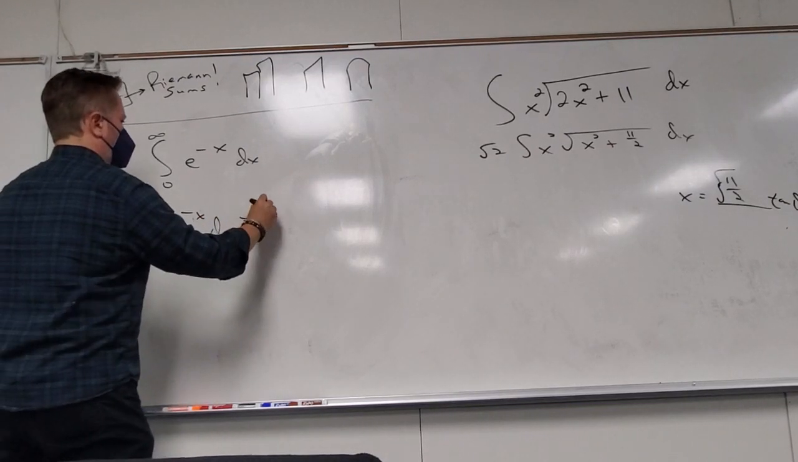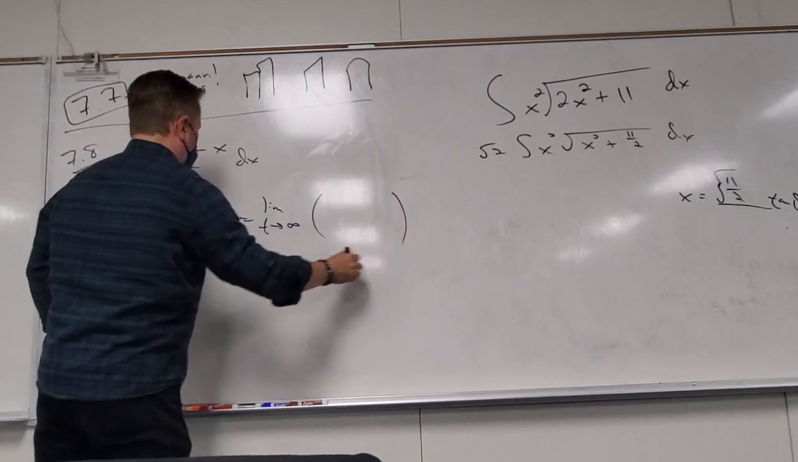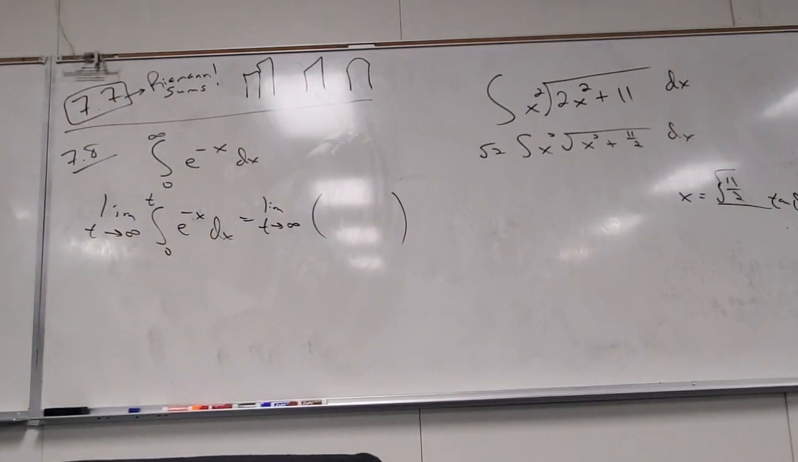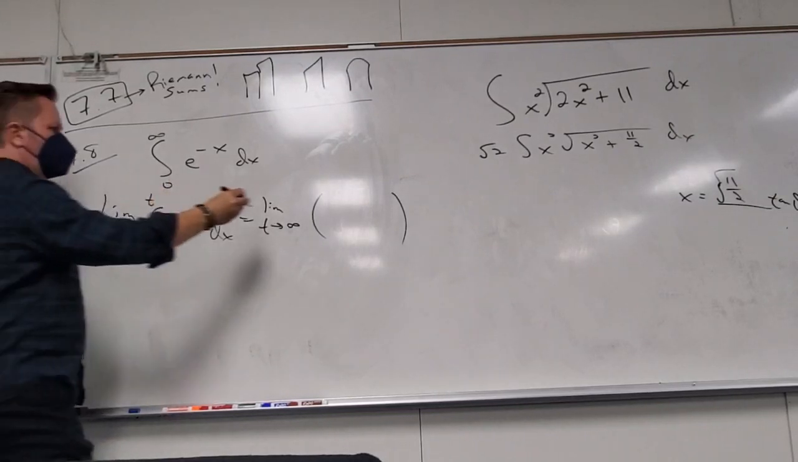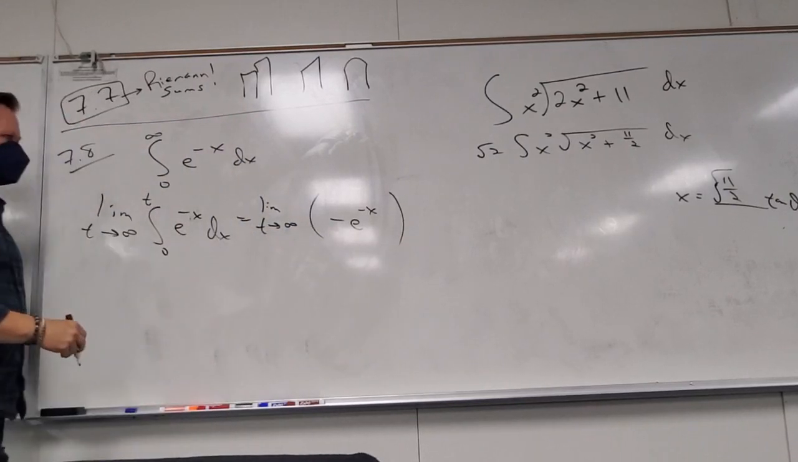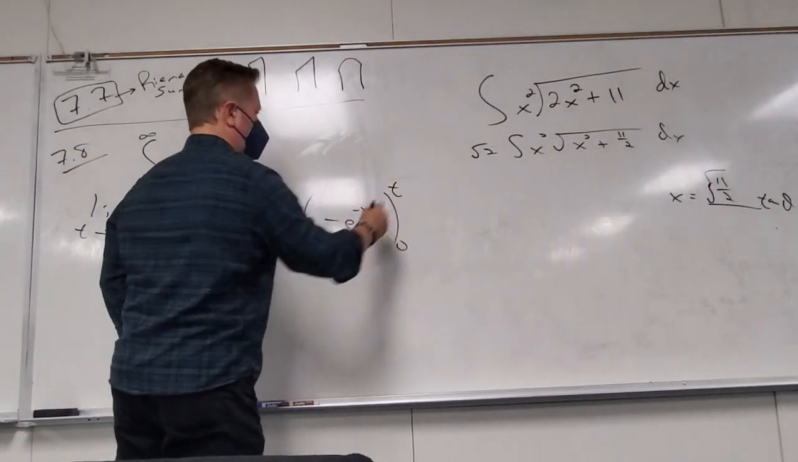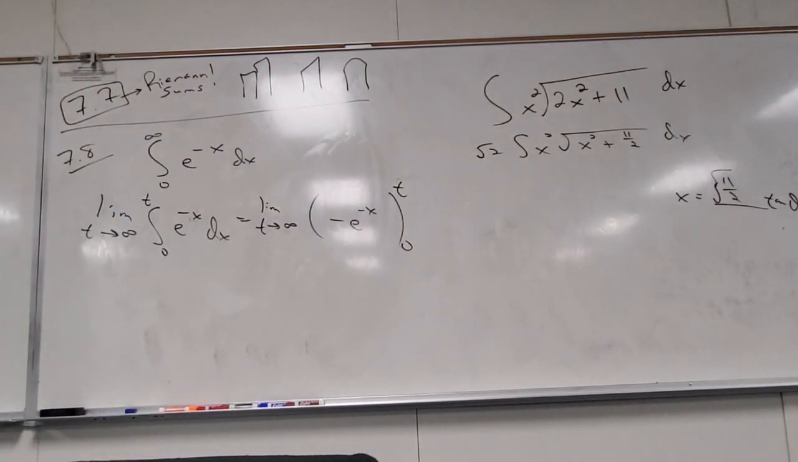So I'm going to rewrite the limit. What is the integral of e to the negative x? Negative e to the negative x. And you want to evaluate from what to what? 0 to t. I love it. Because I can put t in anything.